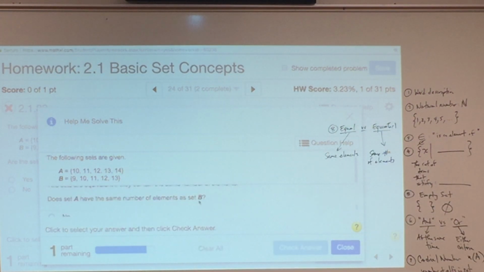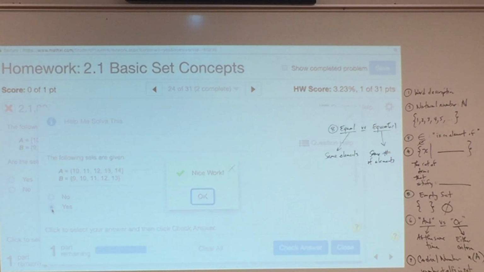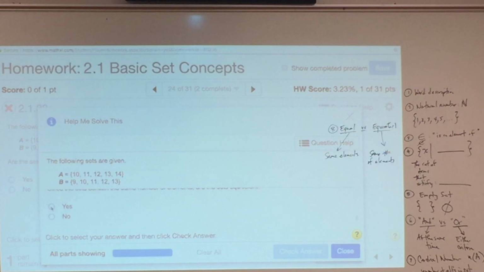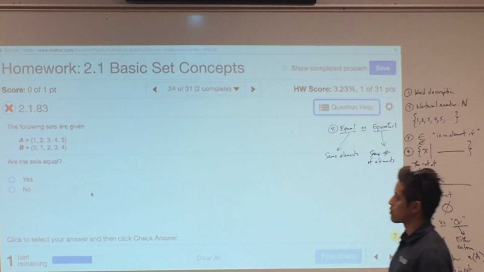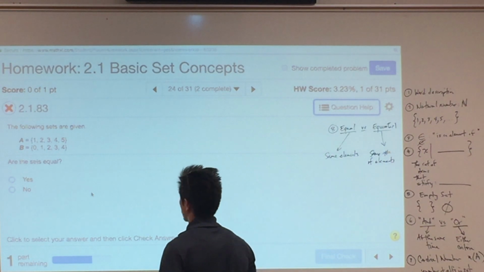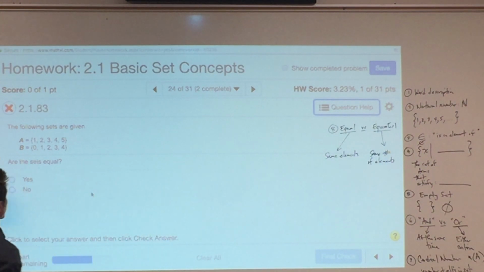Okay. So, does A have the same number of elements as set B? Yes. And so therefore, are they equivalent? Yes. And so FYI, if you ever need help, there it is. Now, let's talk about equal. I guess there's one more topic, finite and infinite. I forgot, but we'll get through this.